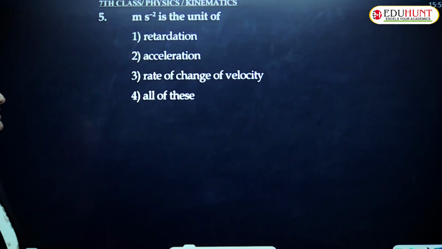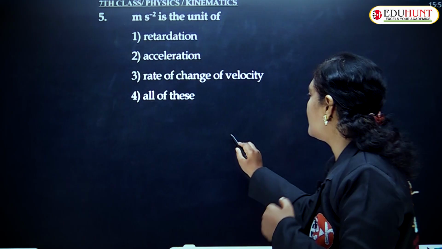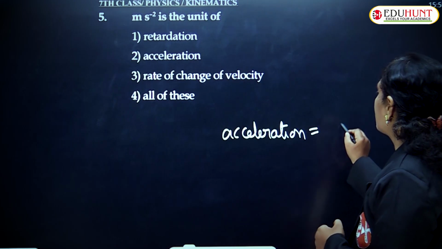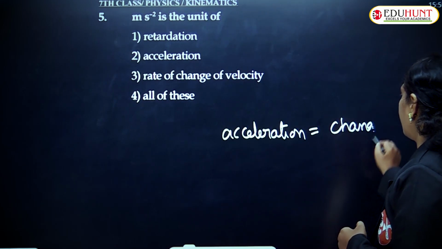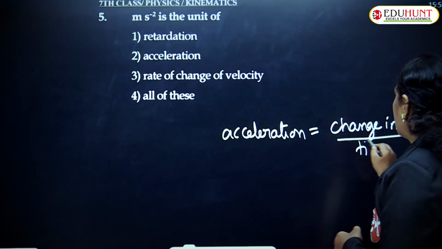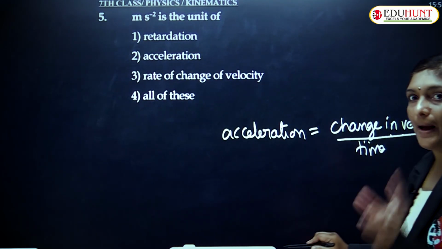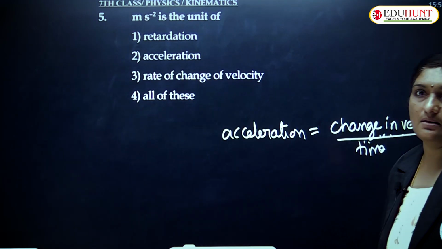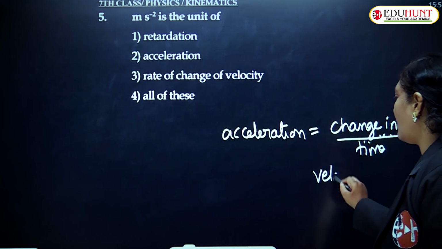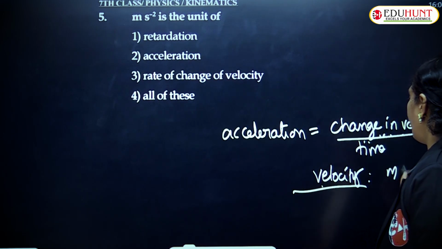Next question: meter per second square is the unit of? Yes children, earlier I told you that acceleration is defined as change in velocity upon time. Acceleration is nothing but change in velocity upon time. So change in velocity is nothing but magnitude. If you consider only that part, what is the physical quantity here? It is representing velocity, whether it is change or constant, it is nothing but velocity only. You have to consider the unit for velocity. What is that? Meter per second.